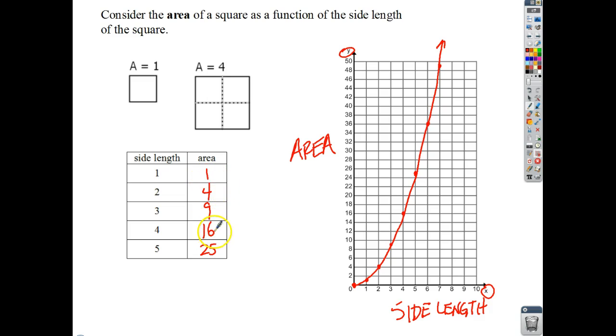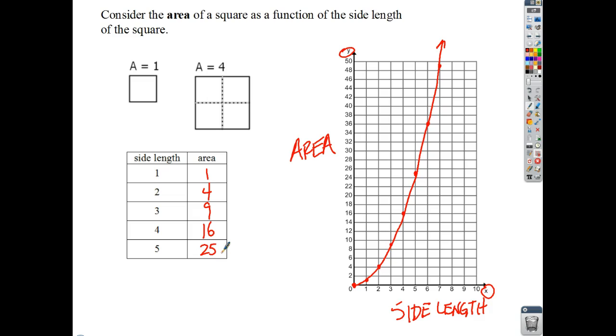Not to say that there isn't a pattern, right? There is a pattern here, but it's not growing at the same rate for each of these, okay? It doesn't necessarily have a slope or a consistent rate of change. So we would say that this is a function, indeed, okay? For every input I get exactly one output.